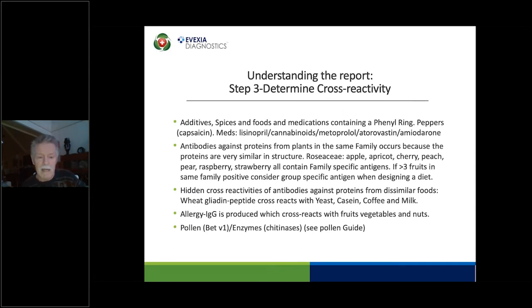Now, antibodies against proteins from plants in the same family occur because proteins are very similar in structure within the same family. So let's just take the rose family. So the rosaceae, and I don't expect anybody to become a botanist. This is all in the guide. That's the beautiful thing. So you say, okay, rosaceae, that's a family. Things in that family are similar. Okay, so apple, apricot, cherry, peach, pear, raspberry, strawberry, etc. They're all in that same family.